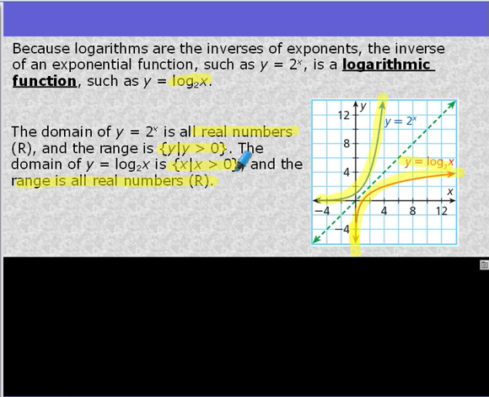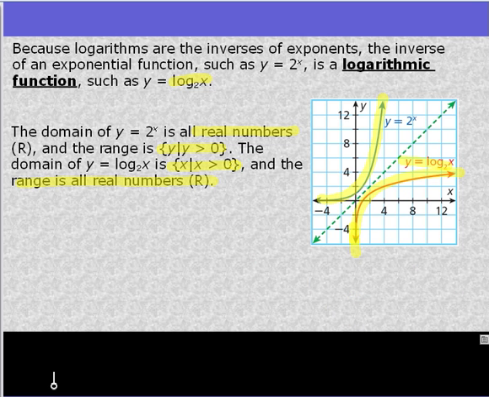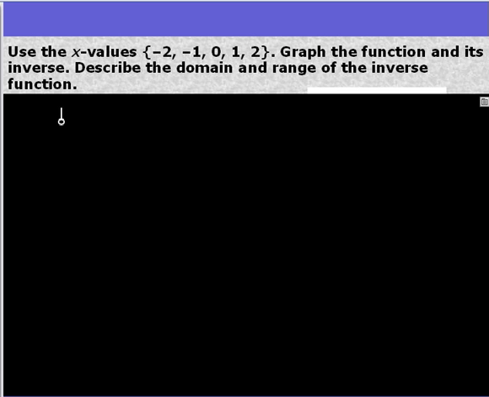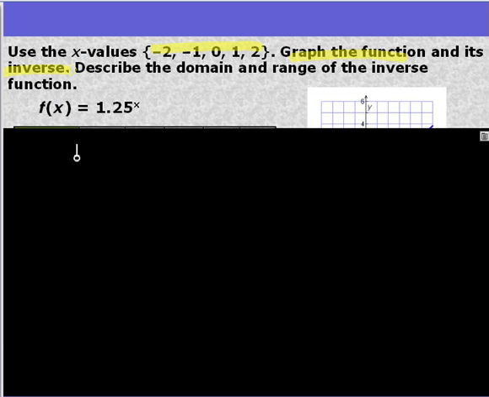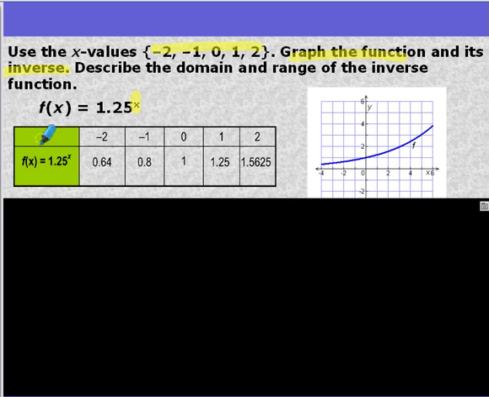All right, use the values, graph the function. So these are our x values. Oh, we want to graph the function and its inverse, and describe the domain and range. All right, so we're going to take these values, plug them in for x, and make a table. So these are our x's. When we plug these in for x, these are our y values. Here is our graph of that.